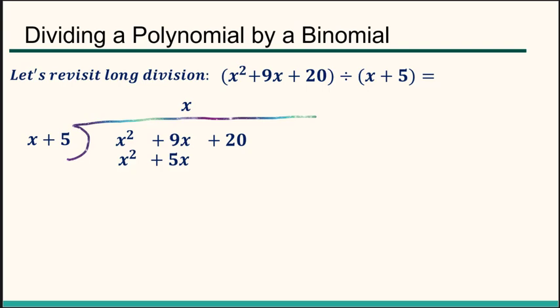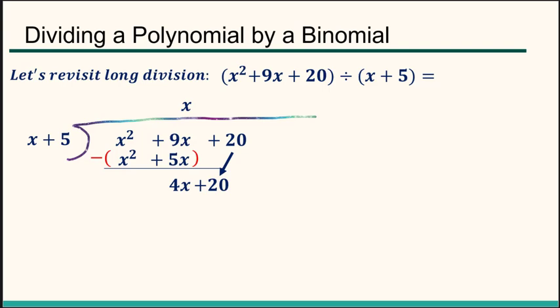I will multiply. So x times x is x squared, and then x times 5 is 5x. Then I'm going to subtract. Be sure that you subtract both terms. I have to subtract the whole thing. When I do, the x squareds go away, leaving me with 4x. Next thing I need to do is drop that next term. So I'll have 4x plus 20.